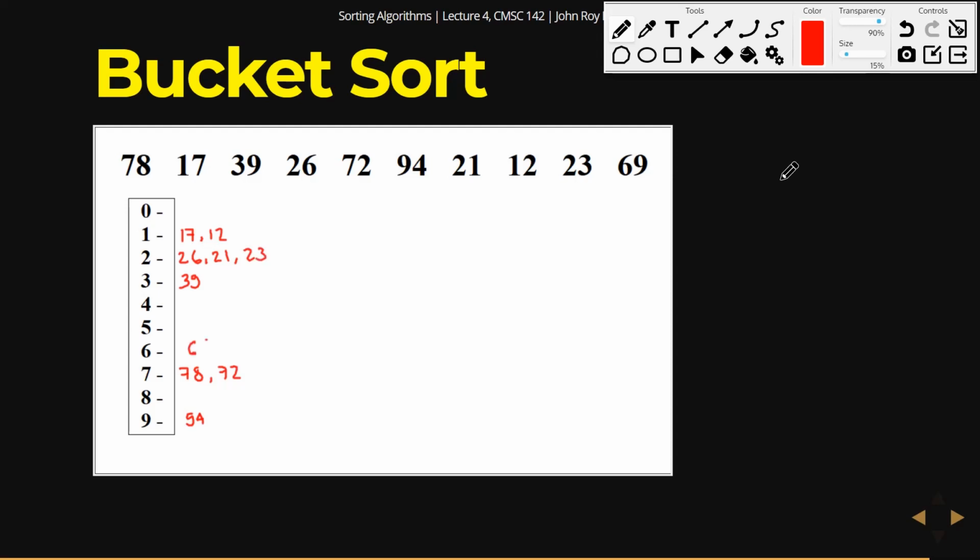And 69, here. You'll notice that some buckets contain multiple items and some buckets contain nothing, and that's fine, because not everything has to be in one place. So what we'll do is sort each bucket. For 0, there's nothing. For 1, that would be 12 and 17, and then for this one, that would be 21, 23, 26, and for this one is 39 only, 69 only, 72, 78, and then 94.